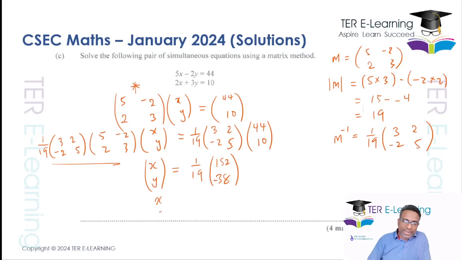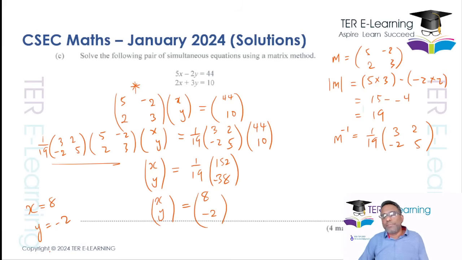So therefore, xy is going to be 152 divided by 19. You're going to get 8. And then 38 divided by 19, you're going to get 2. So this is minus 2 here, right? So therefore, the answers are going to be x is equal to 8, y is equal to minus 2, right?